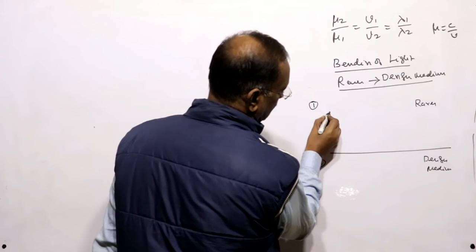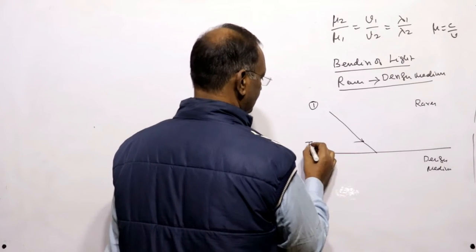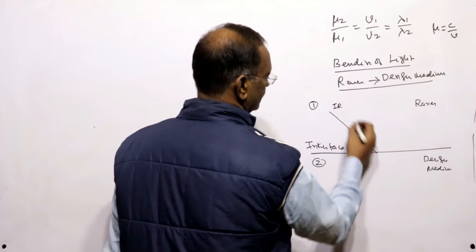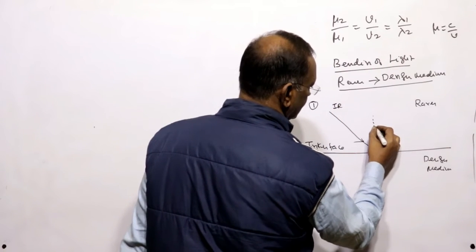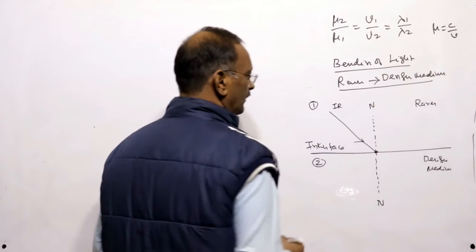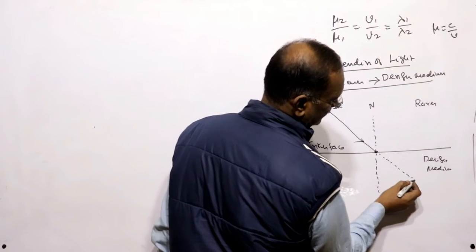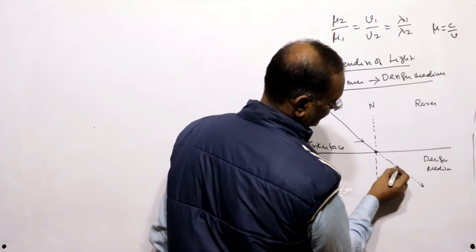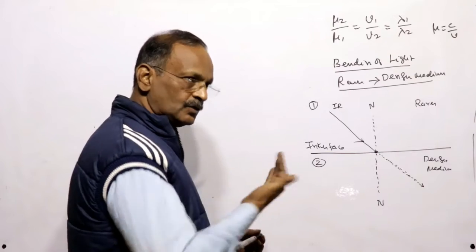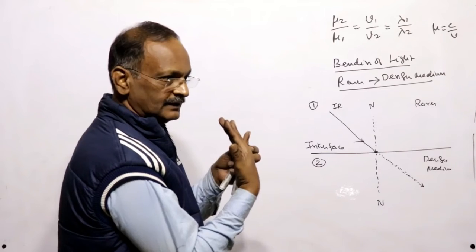So when light is incident on the boundary, that is the interface, this is the incident ray. At the point of incidence, we draw the normal. This is the normal. It is supposed to pass straight like this in the second medium, but instead of that, it will bend away or towards the normal.